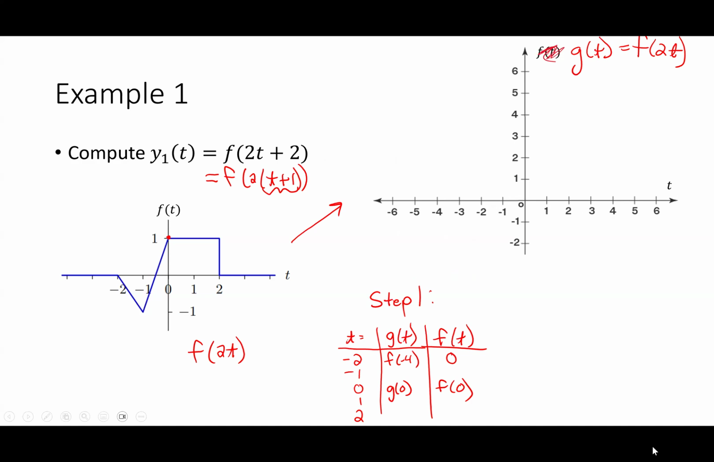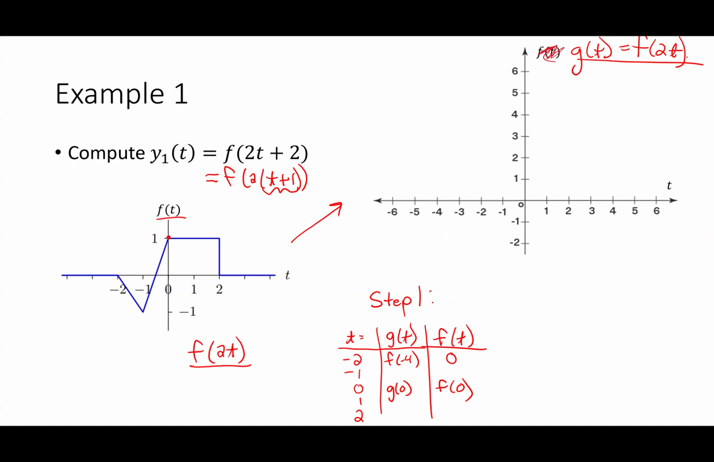I'm going to make for myself. All right. So if I thought of this guy as my original f of t, what I'm first going to do is make f of 2t. So I make this function g of t equal to f of 2t. And then I'm going to shift that guy.